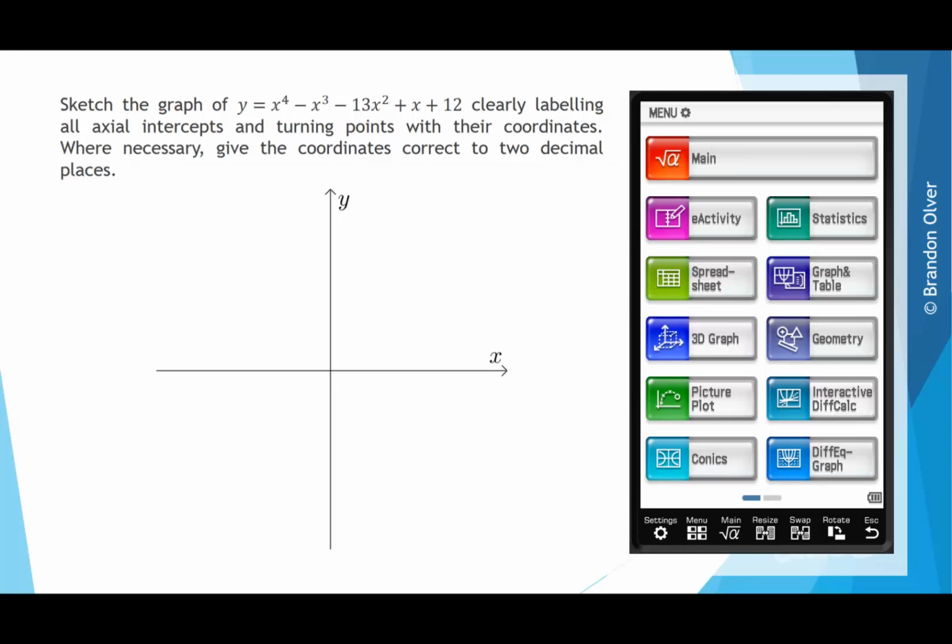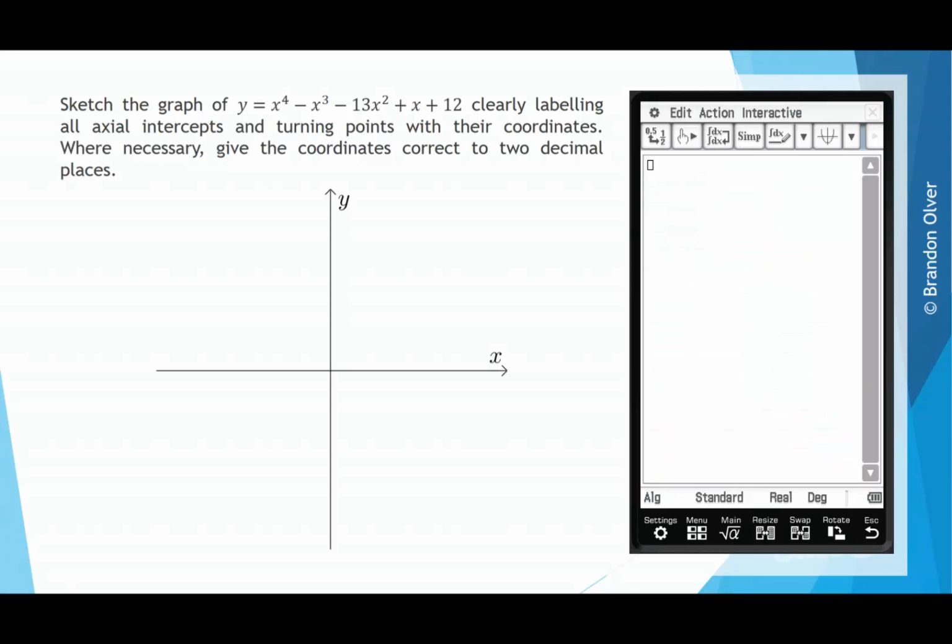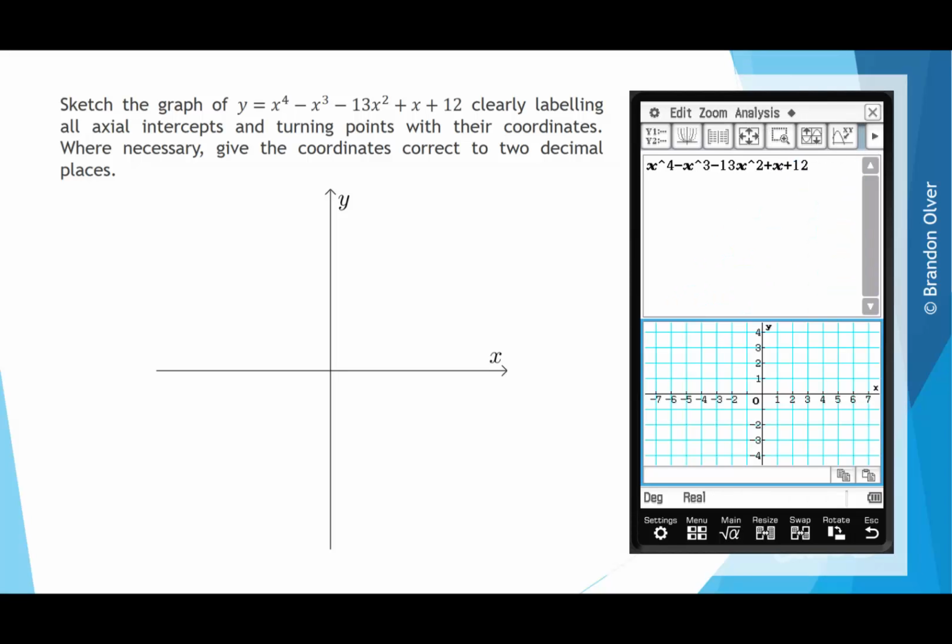On the CAS calculator, go into the main menu. Next, what we want to do is type in the equation of the quartic that we want to graph. So we want to type in x to the power of 4 minus x to the power of 3 minus 13x to the power of 2 plus x plus 12. Then we can click the graph button and that will bring up this screen, and highlighting our equation and dragging it over the graph screen will graph the quartic equation.